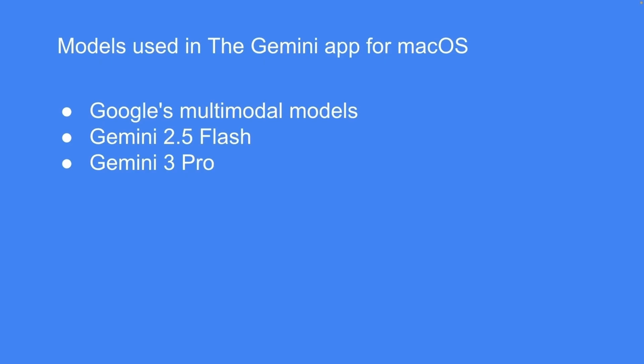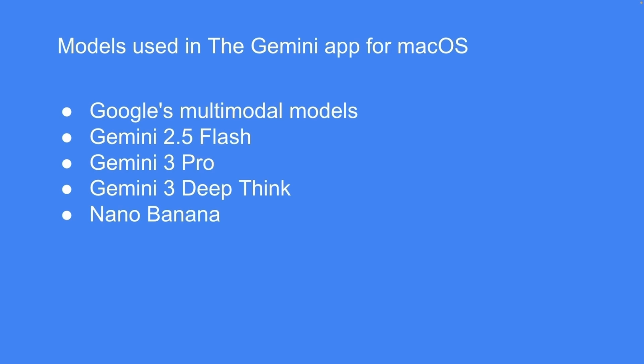Gemini 3 Pro. Available to subscribers. This model is designed for complex reasoning and long context tasks. Gemini 3 Deep Think. A specialized reasoning model for advanced users that focuses on multi-step problem solving.